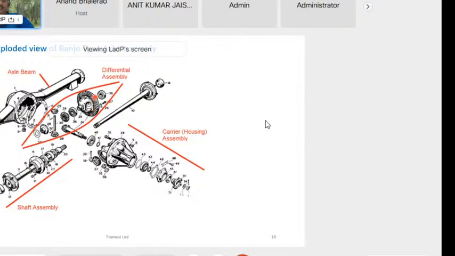This is the crown wheel. This is the differential housing. This is the pinion. These are the differential gears. This is the differential shaft. These are the thrust washers which go behind these axle gears. These are the bearings. This is the head bearing. This is the tail bearing.